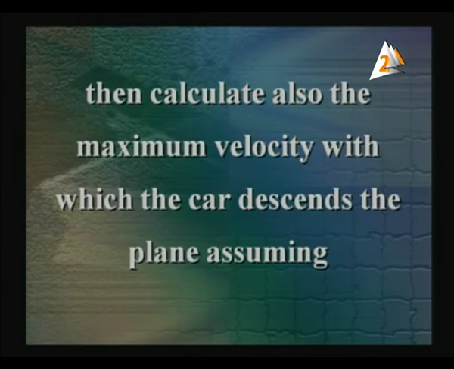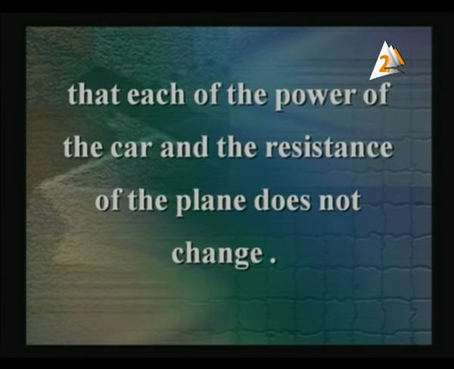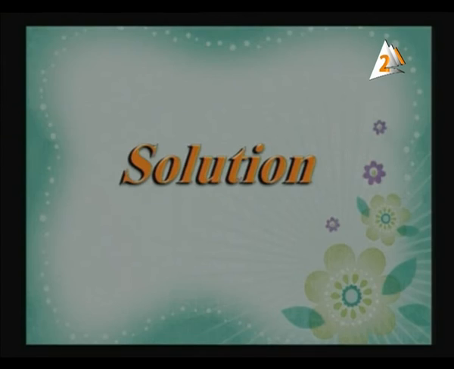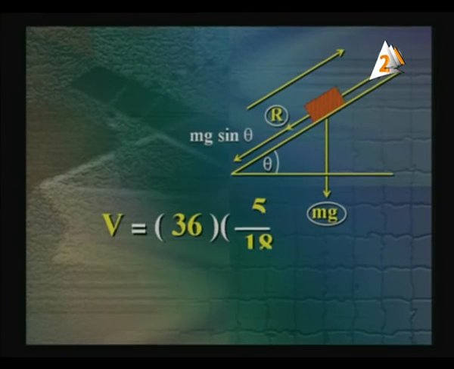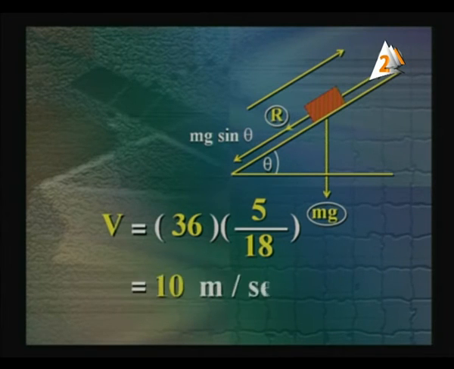Then calculate the maximum velocity with which the car descends the plane, assuming that each of the power of the car and the resistance of the plane doesn't change. As solution we say, first, in the case of ascending the velocity maximum, we say V equals 36 times 5 over 18 equals 10 meters per second.